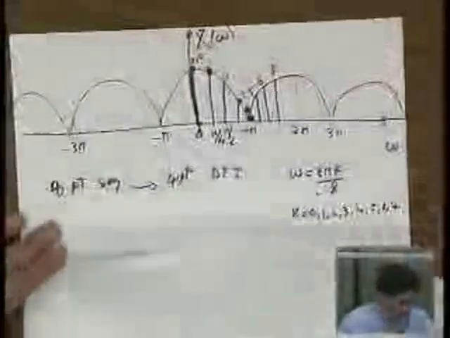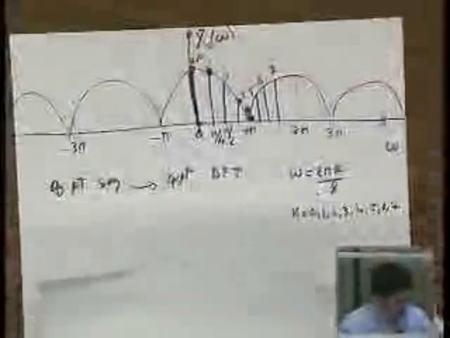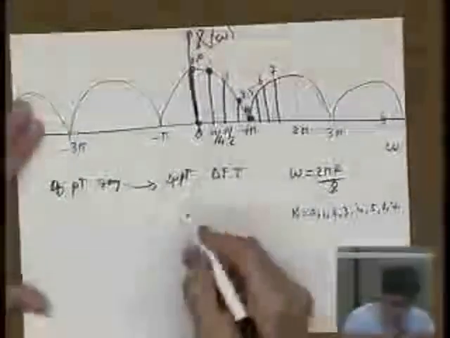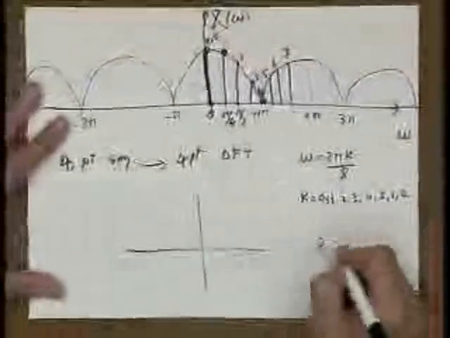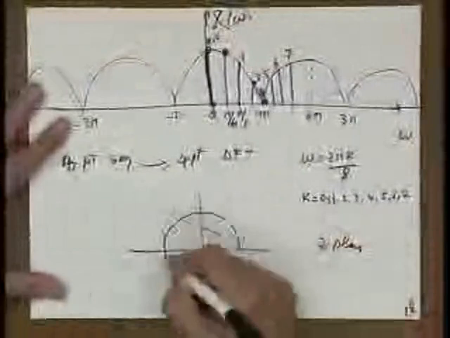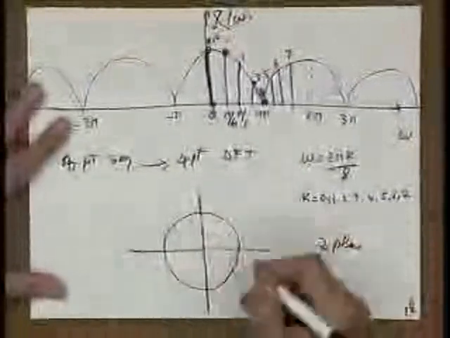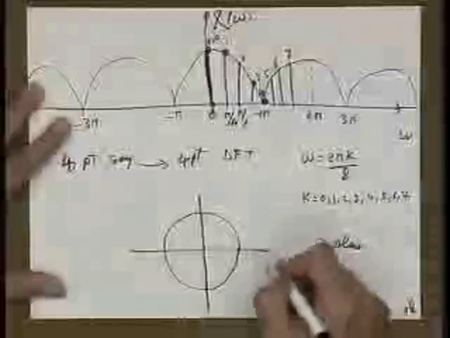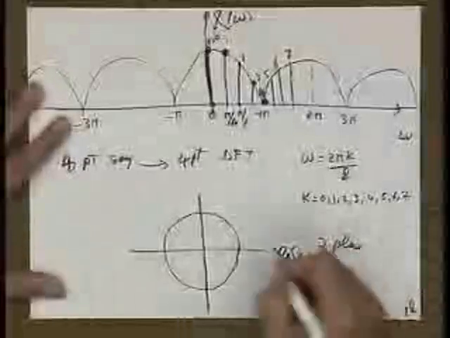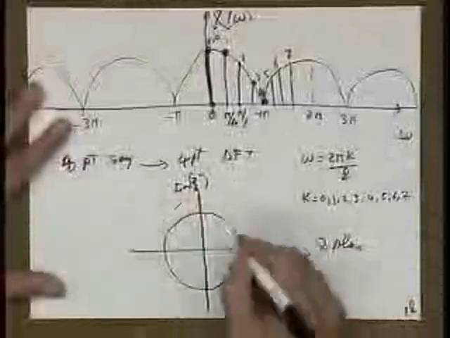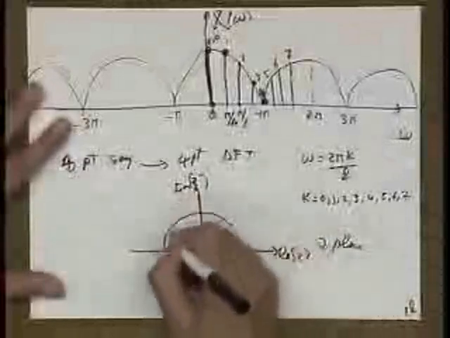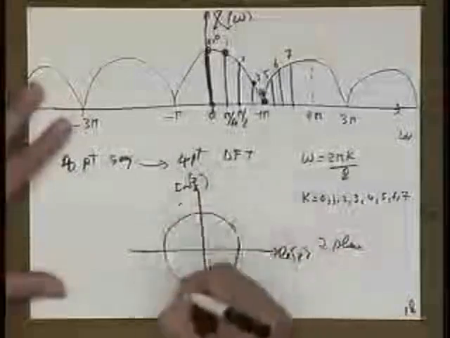And one last thing before I end today's lecture, how about in the z domain? We've been throwing everything around here. So this is the z plane. This is the real part of z, and this is the imaginary part of z. We already know that the discrete time Fourier transform is the z transform evaluated on the unit circle.